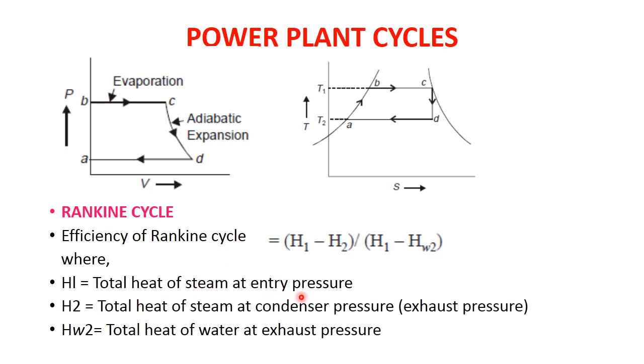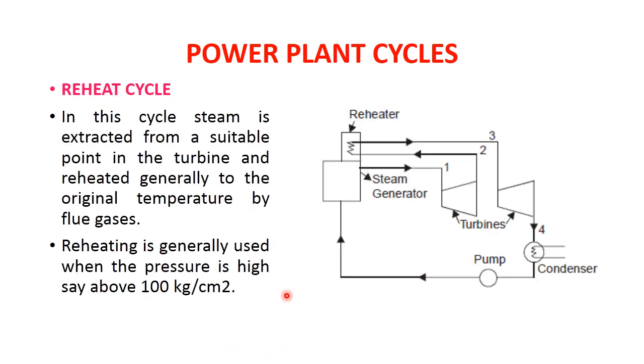Where H1 is the total heat of the steam at entry pressure, H2 is the total heat of steam at condenser pressure, that is the exhaust pressure, and HW2 will be the total heat of water at exhaust pressure. Then going for the next cycle, the reheat cycle. In this cycle, steam is extracted from a suitable point in the turbine and reheated generally to the original temperature by flue gases. So reheating is generally used when the pressure is high, about 100 kg per centimeter square.